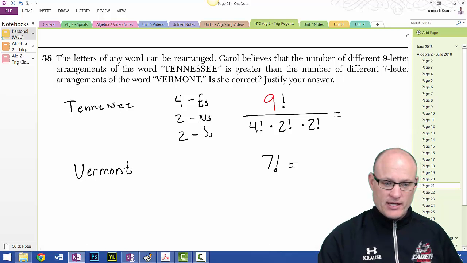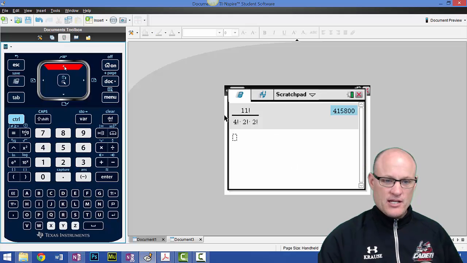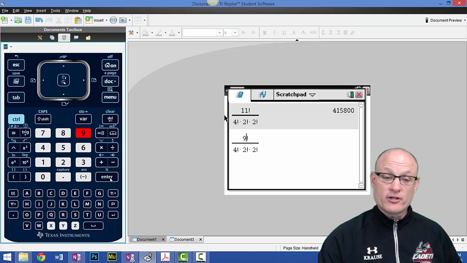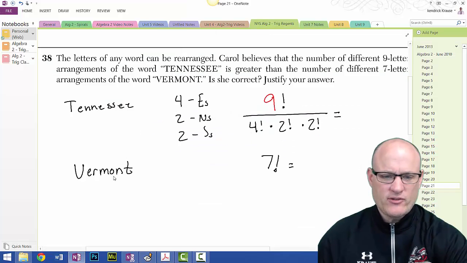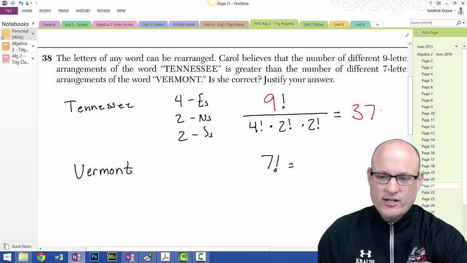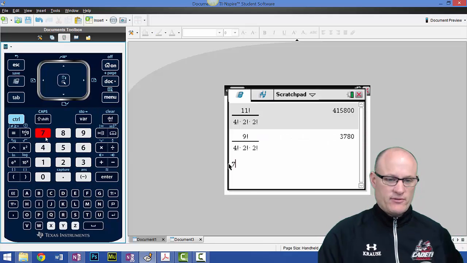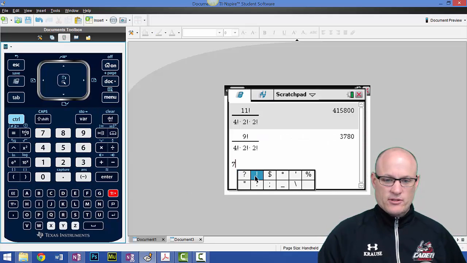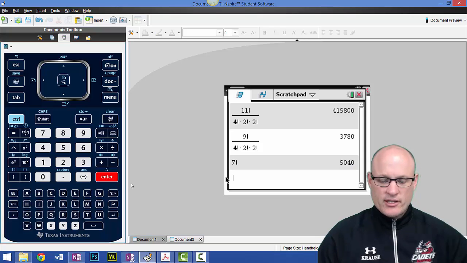So let's go back to the calculator. Let's change that 11 to 9. Kind of embarrassing, I'm not going to lie. This is why I would never, ever get 100 on my test. It takes a crazy mind to get 100 on a test, 3780. You just have to pay attention to every single little tiny detail. And then we're going to do 7 factorial, enter, and you get 5040.